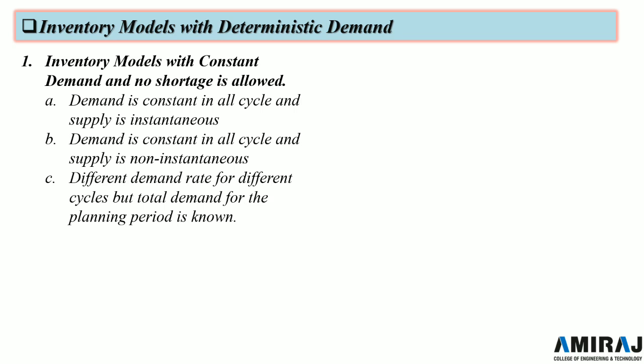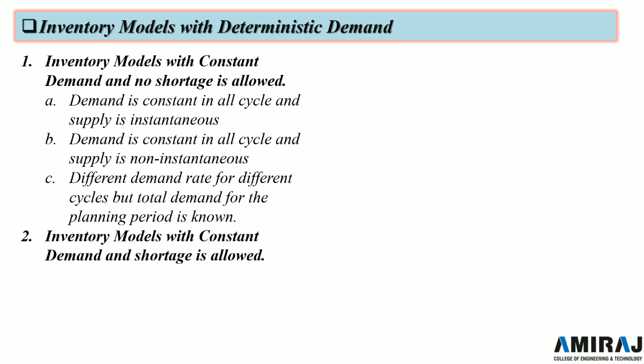And the third is where demand is different, which means a different demand rate for different cycles, but the total demand for the planned period is known. The demand is known, but the demand rate is different for different time periods. As we can see, the demand in summer is different, in winter is different, like that.